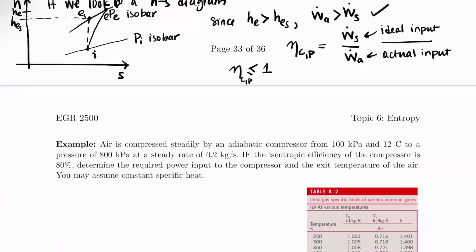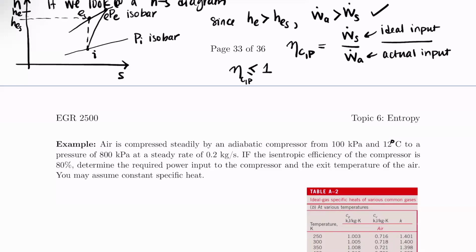We are going to do a very similar example, but with a compressor this time. So we have air that's compressed steadily by an adiabatic compressor from 100 kPa and 12 degrees C to a pressure of 800 kPa and at a steady rate of 0.2 kilograms per second. If the isentropic efficiency of the compressor is 80%, determine the required power input to the compressor and the exit temperature of the air. We may assume a constant specific heat.